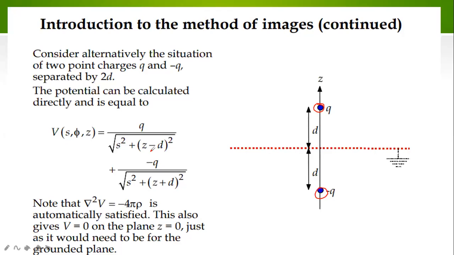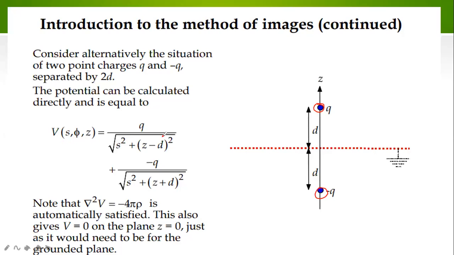So if we have to find out the potential, we can calculate it directly. The potential will be V(s, z). Why am I writing this? Because we are considering only z, and we are writing it in cylindrical coordinates. We can use any type of coordinates.